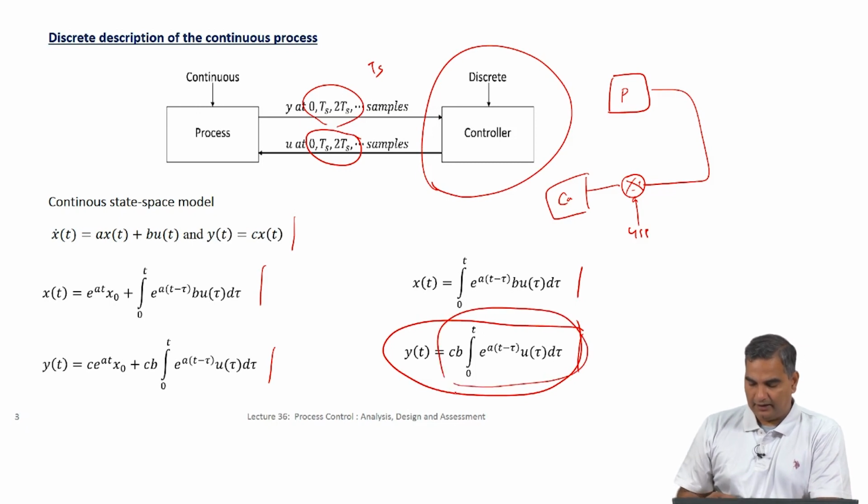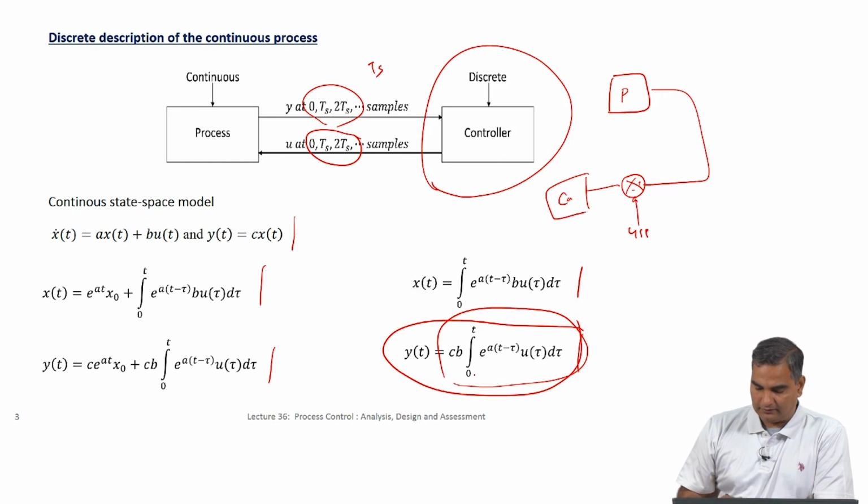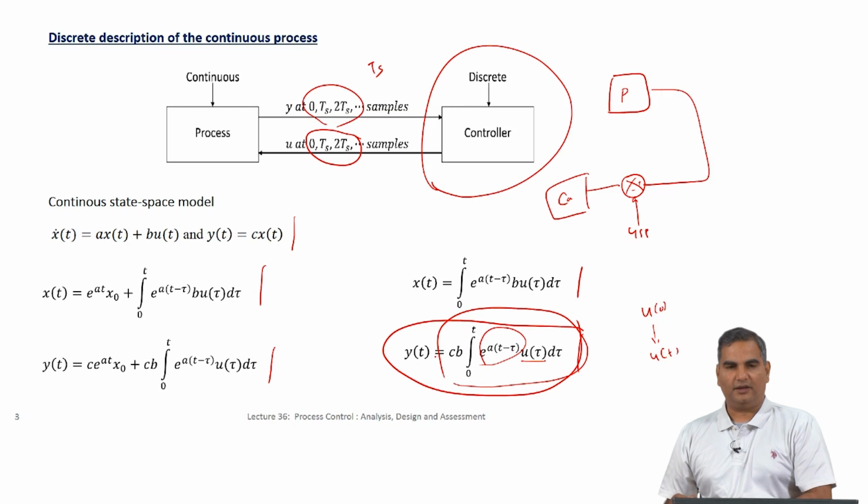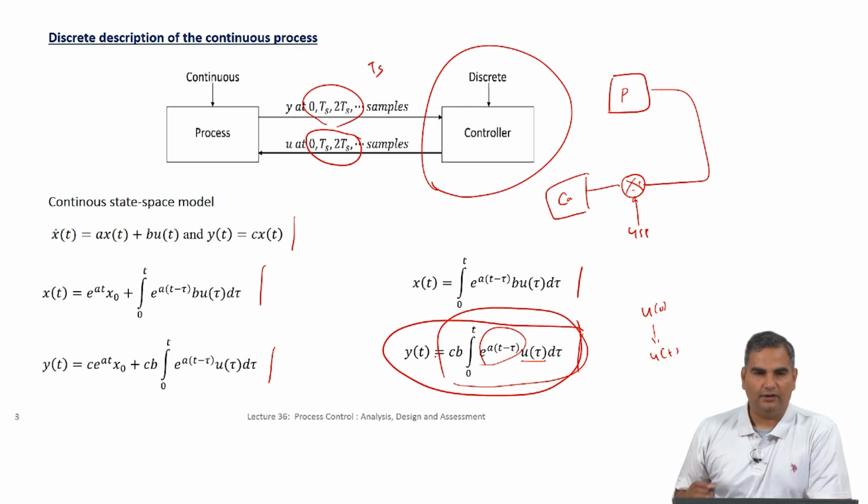integral right here, and if you notice, this tau goes from 0 to t. So, u of tau, that means u of 0 to u of t, all the values of u are taken into account and they are somehow weighted by some function to get me an output value. So, this is a key insight that we are going to derive from this equation. Let me repeat this.